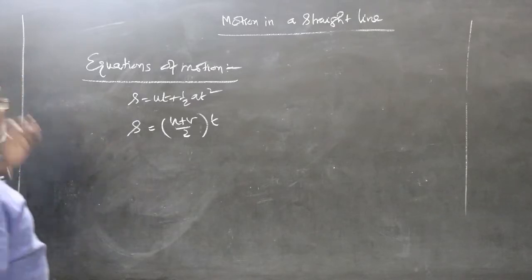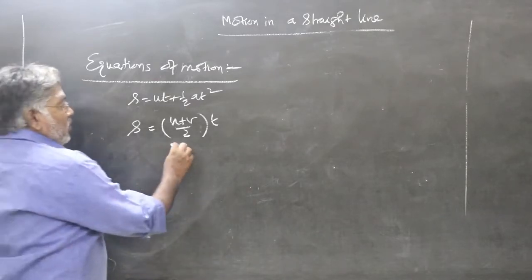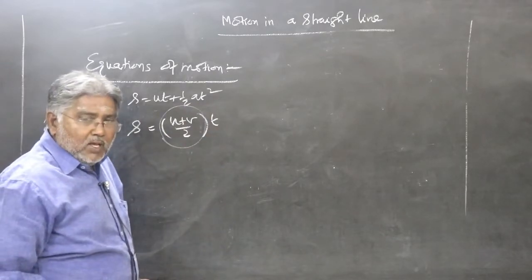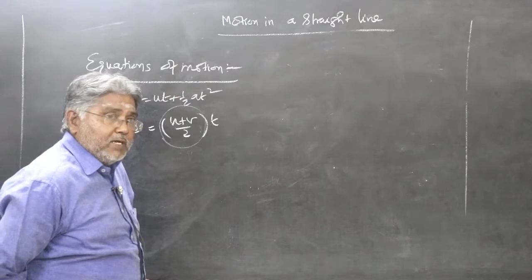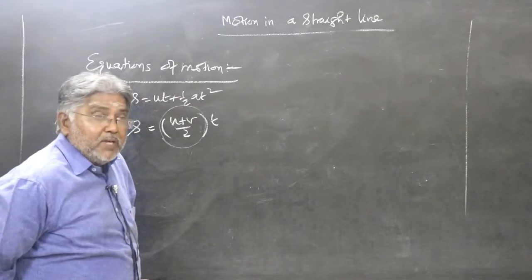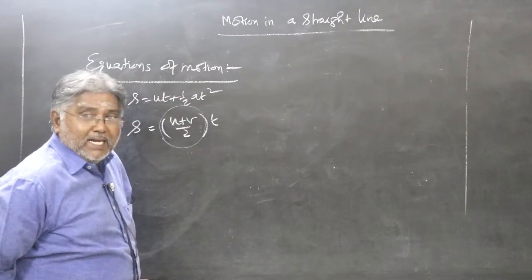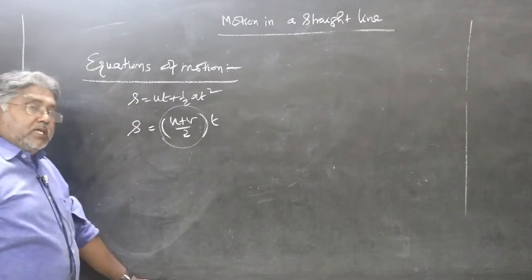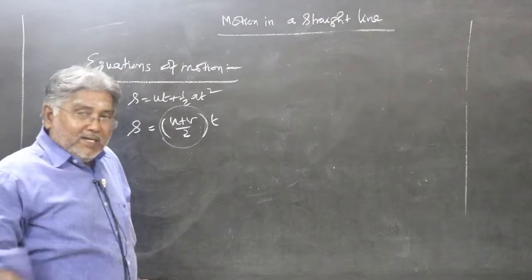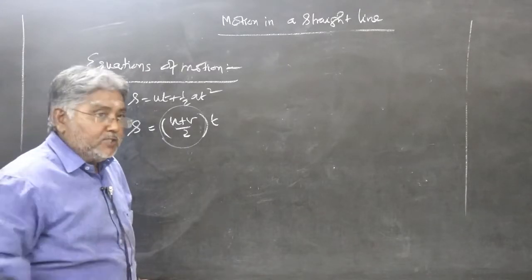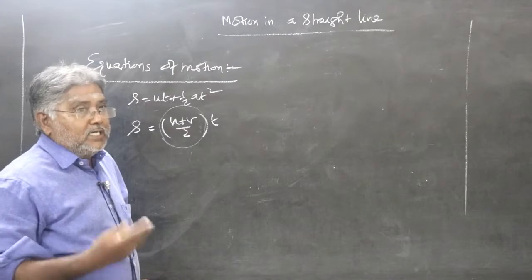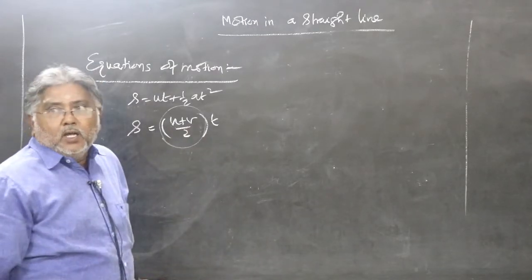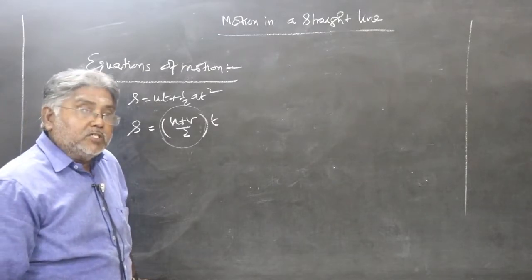Okay. So S is equal to U plus V by 2 into T. What is this? Average velocity. What is this? Time duration. Why do you take average velocity as U plus V by 2? Please note a very important point: average velocity by definition is net displacement by the corresponding time taken, or total displacement by total time taken. That is the definition of average velocity. It will become equal to U plus V by 2 for a body undergoing uniform acceleration.